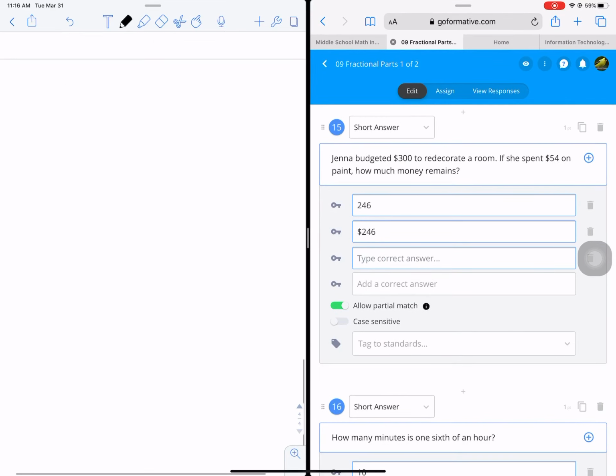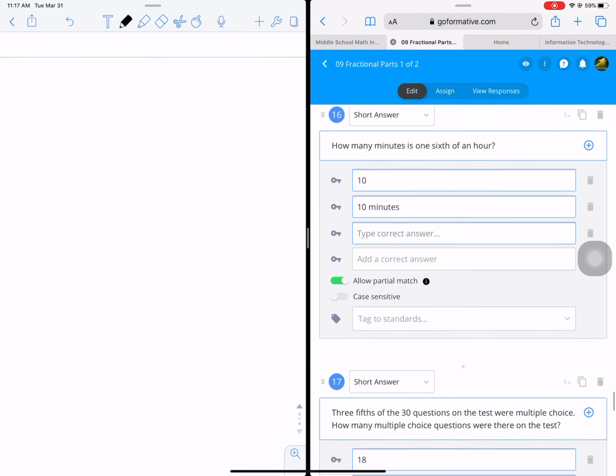Jenna budgeted $300 to redecorate a room. If she spent $54 on paint, how much money remains? That is a subtraction problem thrown in when you've been dividing and multiplying this whole time. So a lot of this lesson is less about can you multiply and divide, but do you know when you're supposed to multiply and divide? And if you see something like this, will you recognize, oh, I'm supposed to subtract here, not divide? A lot of kids will just divide again or multiply again. You need to see that, okay, I have $300 for something and I spent this much. How much money do I have left? That is a subtraction problem. I'm taking away that money.